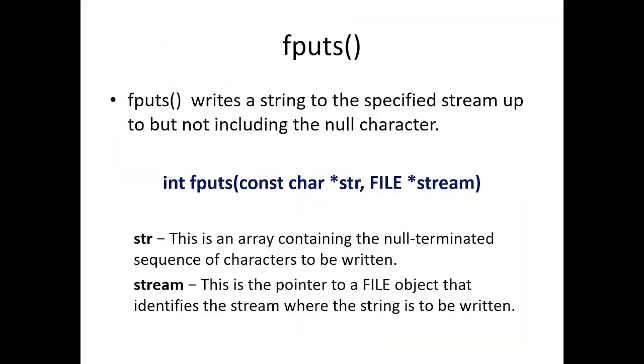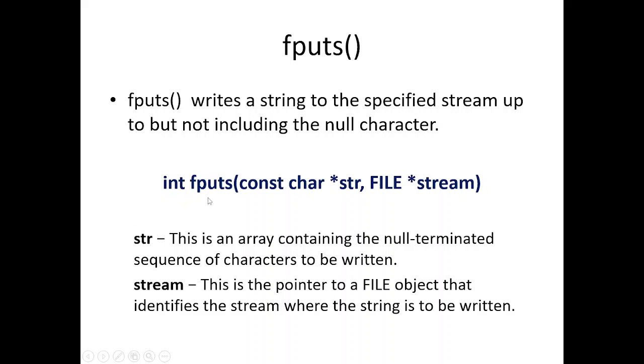Next is fputs. C stands for character and S stands for string, right? String means it is a group of characters. So fputs writes a string to a specified stream, but not including the null character. It will not write the null character. It will write all the other characters.